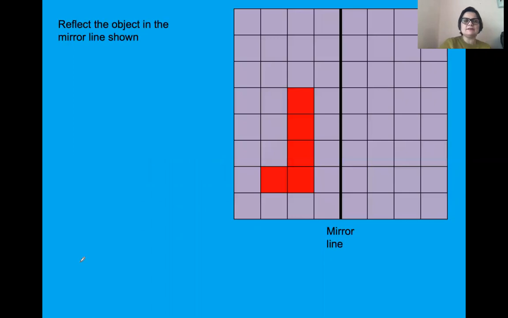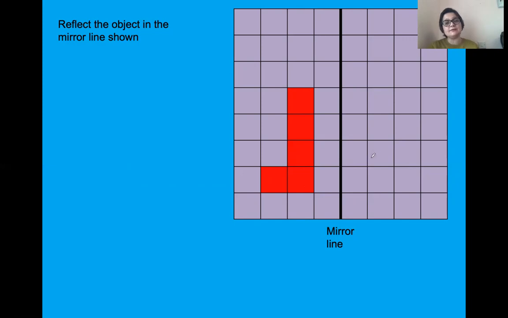So here you have, it says reflect the object in the mirror line shown. Now, one thing that I need to say to you that you must remember, usually students go for estimation. They think, oh, I know, this is easy. And what they do, they go for exactly the same. Can you see the L shape is on the other side? So they go for basically copying this shape on the other side. Well, it is not like that.